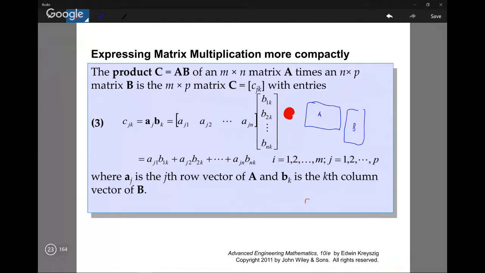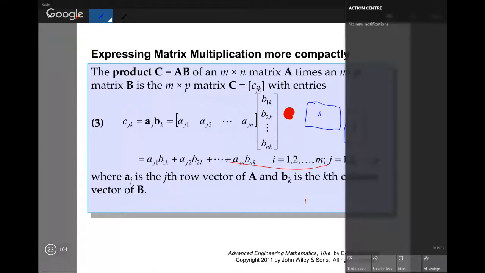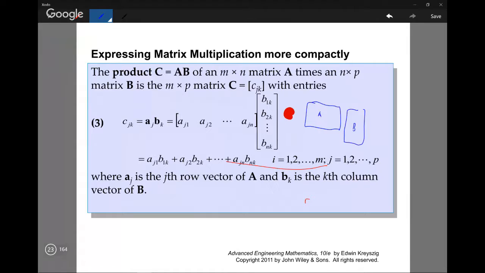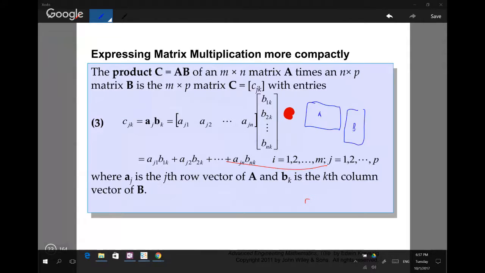Okay, my tablet is behaving weirdly, but let's continue. Okay, all right. So moving on. All right. So let's finish this video here, and then we'll talk more in the next video about some properties of matrix multiplication.